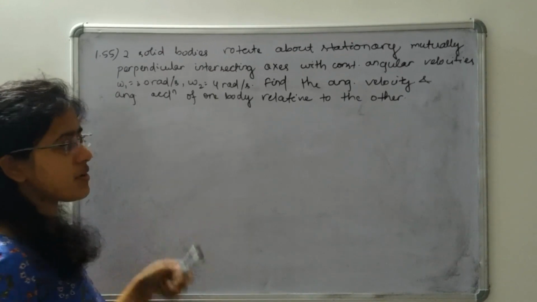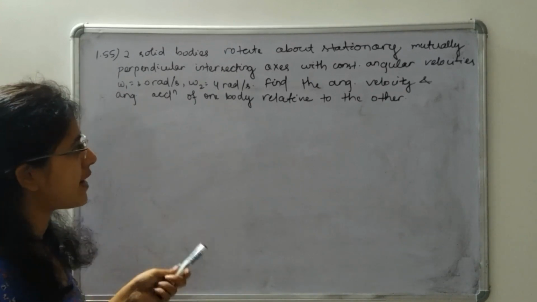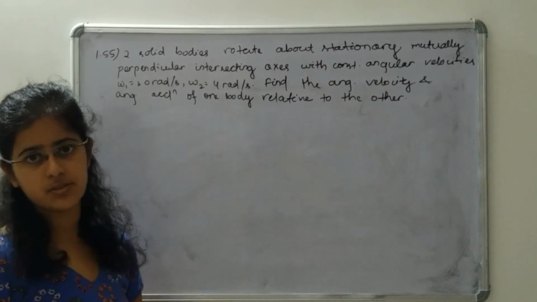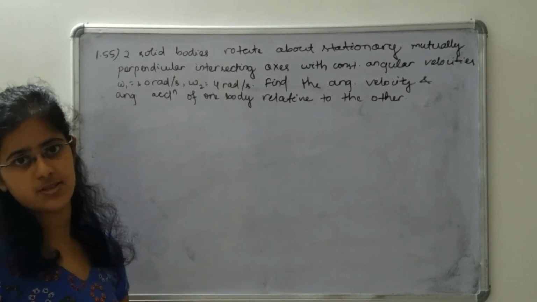Okay. So the next question is: two solid bodies rotate about stationary, mutually perpendicular, intersecting axes with constant angular velocities omega 1 equal to 3 radian per second and omega 2 equal to 4 radian per second. Find the angular velocity and angular acceleration of one body relative to the other. That means we have to derive the relative angular velocity and relative angular acceleration.